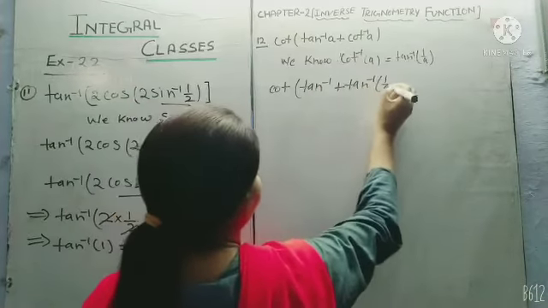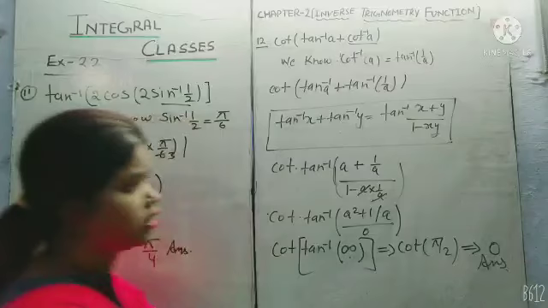Now cot tan inverse of something upon 0, that is, something upon 0, equals what? It goes to infinite. Now we know that the value of tan inverse infinite is pi by 2. Tan 0 equals 0 and tan pi by 2 gives infinite. Now cot pi by 2, what? Cot pi by 2 gives the value 0. So the answer is 0.